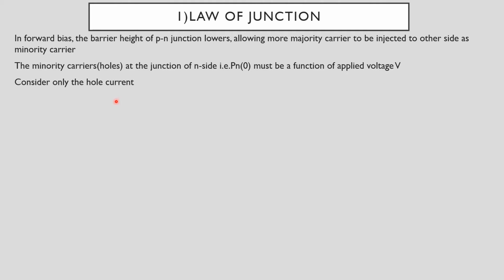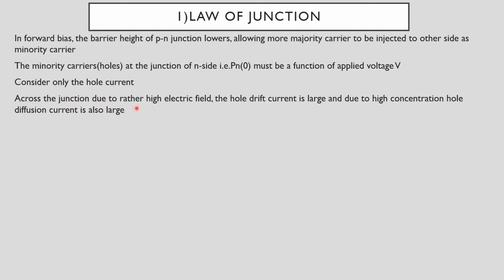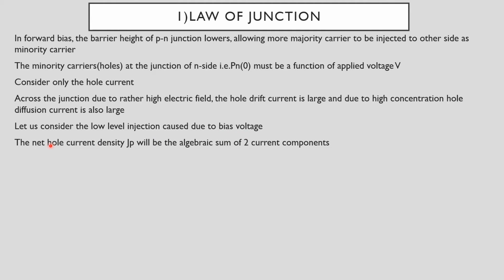Consider only the hole current. Across the junction, due to rather high electric field, the hole drift current is large, and due to high concentration, the hole diffusion current is also large. Let us consider the low level injection caused due to bias voltage. The net hole current density Jp will be the algebraic sum of two current components. Jp is equal to e p mu p into E, this is the drift current, minus e Dp into dp by dx, this is the diffusion current. Equation 2.